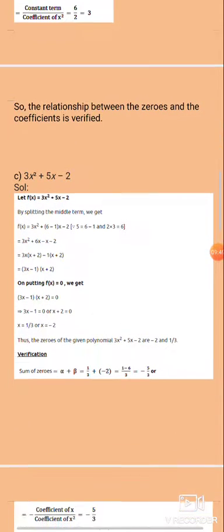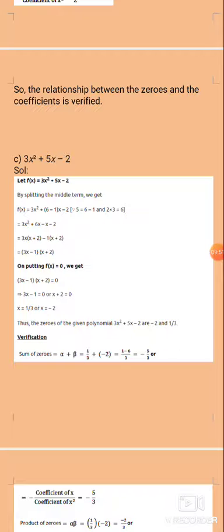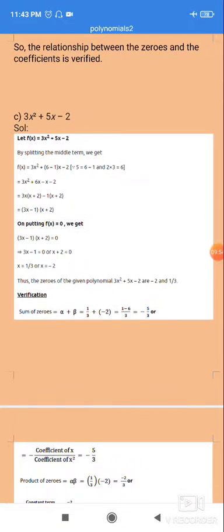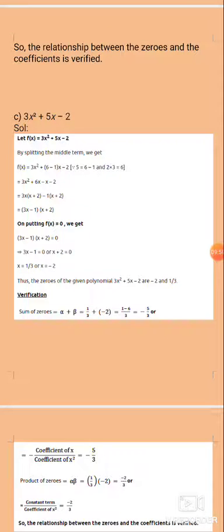Now we need to verify the relationship. Okay, so first one, the sum of zeros is equal to what? Alpha plus beta. That is 1 by 3 plus minus 2, cross multiply, 1 minus 6 by 3 is equal to minus 5 by 3, which is equal to minus of coefficient of x by coefficient of x square, that is minus 5 by 3. Now the product of zeros alpha beta is what? 1 by 3 into minus 2 becomes what? Minus 2 by 3, or constant term by coefficient of x square, minus 2 by 3. So we verify the relationship.